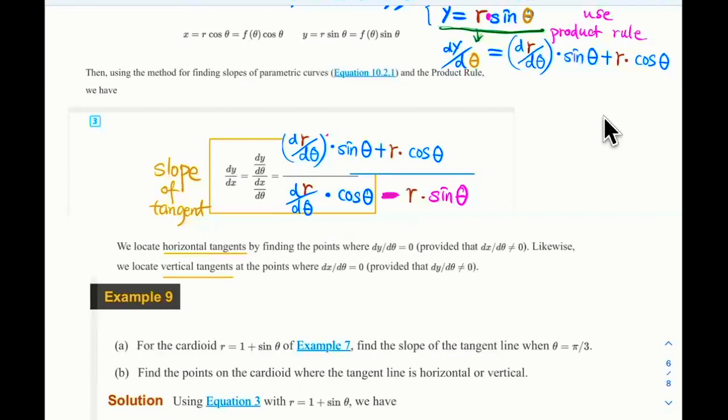Okay. All right. So now let's do the next example. Can I ask someone to read this?